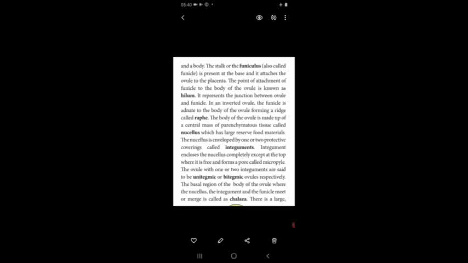called raphe. A part forms like a ridge. That is said to be raphe.